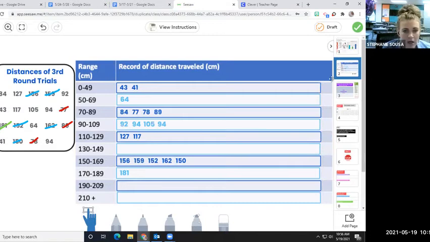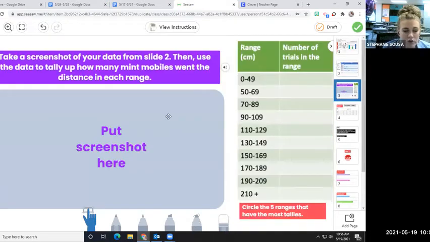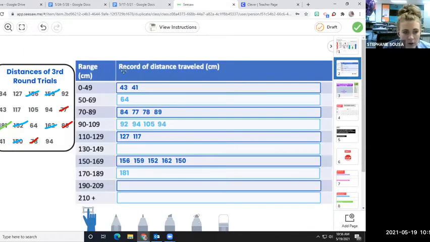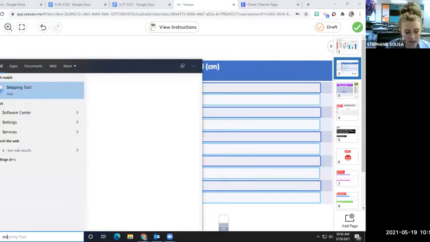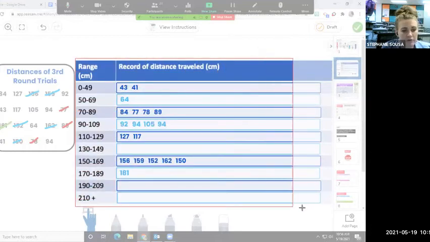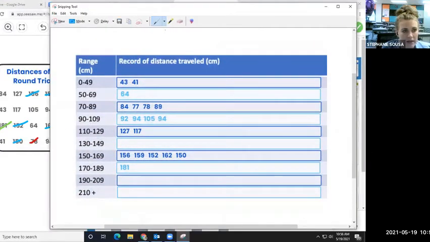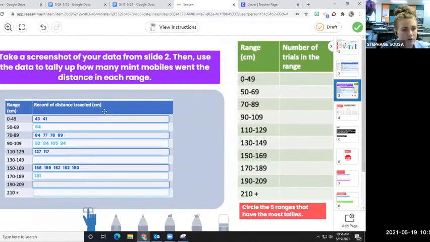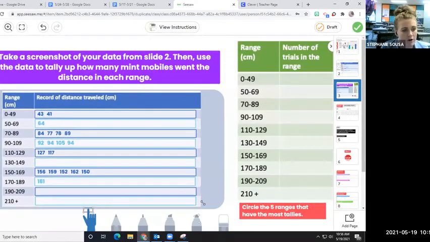All right. Slide 3 says grab a screenshot, put it there. So I'm going to grab my screenshot. You do the same thing. Why are we grabbing a screenshot? So that you don't have to flip back and forth between the slides, because that's a lot of time and effort. And as I have taught you all year, we like to work smarter, not harder. Okay, there we go.